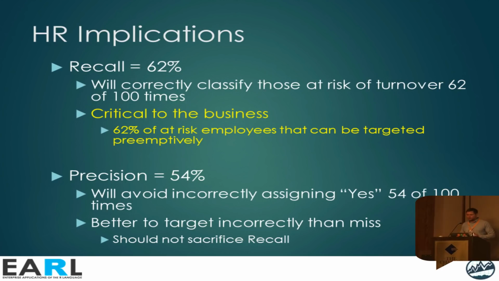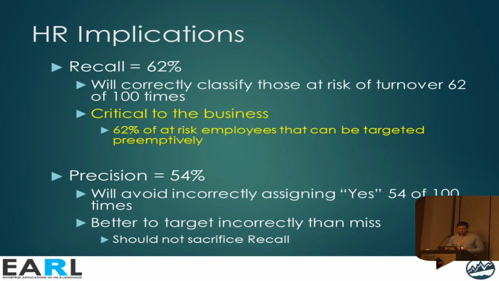Implications to HR. Recall, 62%. So what this means to that HR group is that they now have a model that potentially can pick out 62 out of 100 times correctly who's going to be more than likely turning over. So this means that they can do all sorts of things like try and get in touch with those people preemptively, and really try and see if they can solve some things and really target those people to try and retain them. The other thing is precision.